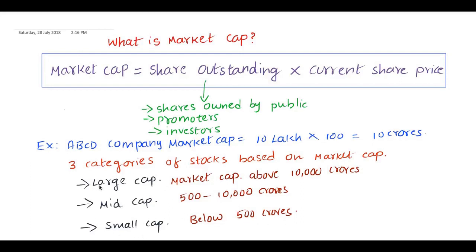Based on these categories, many people decide the best stock. They will also analyze other fundamentals like price to earnings ratio, price to cost, and so on. We will try to cover those things in upcoming videos. For now, just consider this is the way by which we can calculate the market capital of a company, and these are the three categories of market capital.